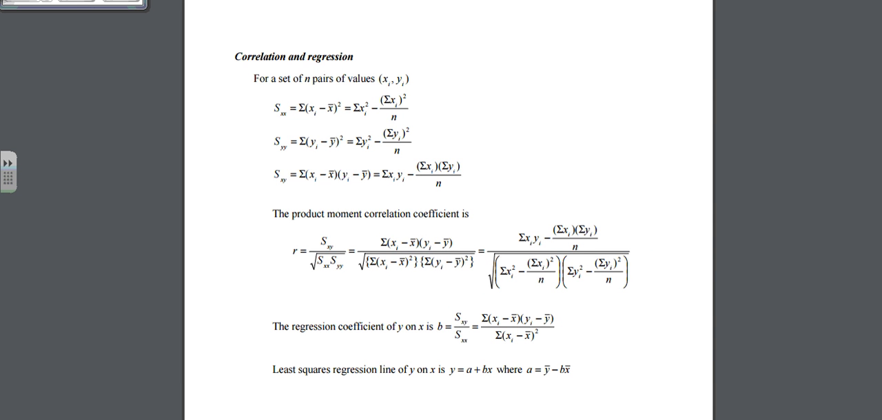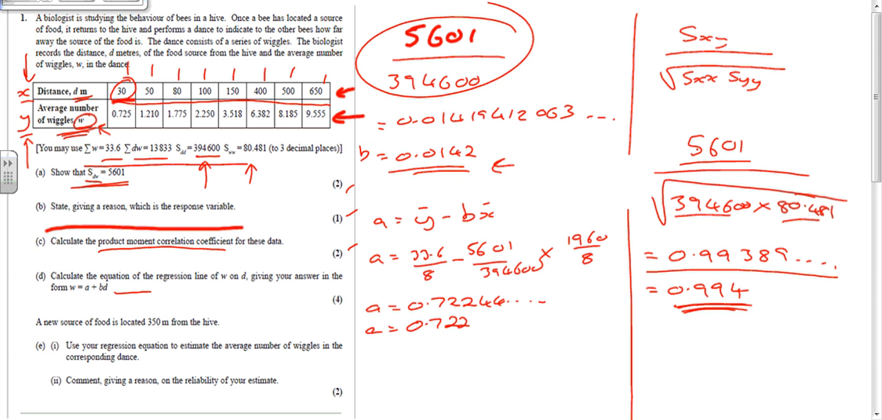Now, again, if we go back and have a look at this, we've got y equals a plus bx. So if we're going to do it in terms of this question, remember y is w, so it's going to be w equals a, which is this thing here, 0.722, plus b, which is 0.0142, times by x, which we know is d, this variable. That's it. That's what you need to do to get all 4 marks for that one.